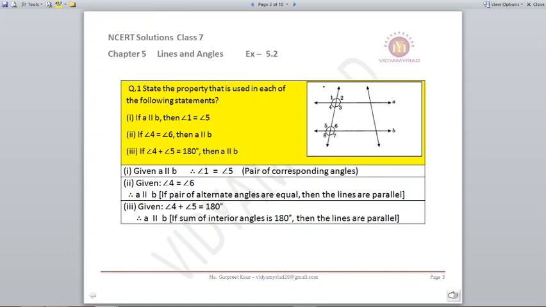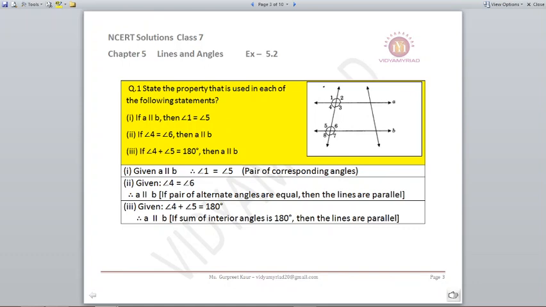Okay. Now they are saying angle 4 plus angle 5 is equal to 180 degrees. Then A is parallel to B. Here there is a property, remember: when you have the same side angles on the interior side, like 4 and 5, their sum will be equal to 180 degrees and they are known as co-interior angles. Remember it. Angle 3 plus angle 6 will also be equal to 180 degrees because they are on the parallel lines A and B and the line is a transversal.